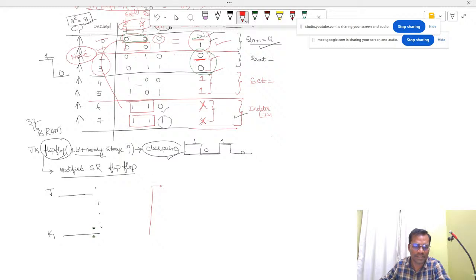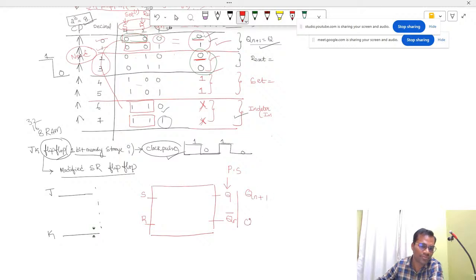Basically I am going to take my basic flip flop. What are the inputs of an SR flip flop? One is S, next one is R. What are the outputs of a flip flop? One is Q, another one is Q bar. These Q and Q bar are called the present state. What is the output of this flip flop? Qn plus 1.